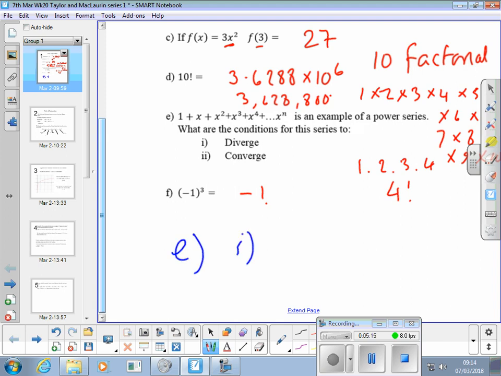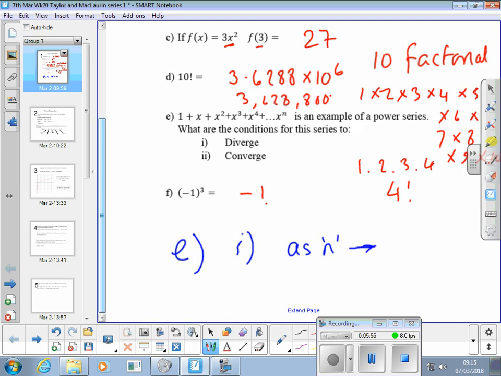What does that mean when there's an example of a power series, and that's what we're going to be doing today, looking at power series. Okay, what does it mean, or what are conditions for that power series to diverge? What do we mean by diverge? Sorry? Yeah, I know that's what diverge means, but what does it mean in mathematical terms, do you think?